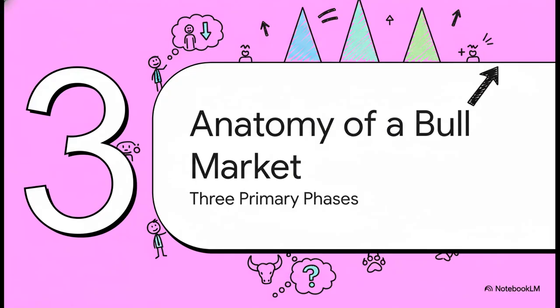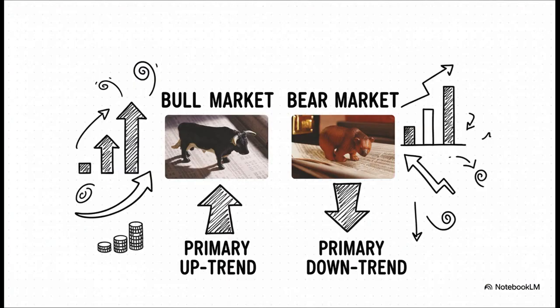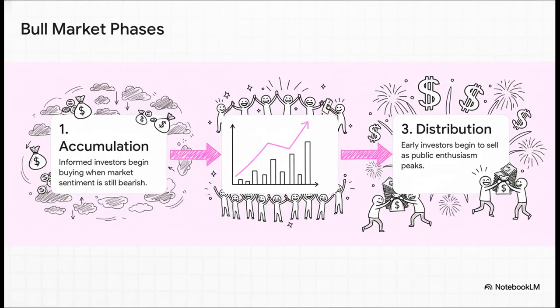But Dow didn't stop there. He also noticed that every primary trend, whether it's going up or down, seems to follow this predictable life cycle. It has three distinct phases, and they're all driven by investor psychology. So for this explainer, we're going to walk through the life cycle of a bull market, which, as you know, is just a fancy name for a primary uptrend. This whole cycle is really about how information and emotion flow through the market.